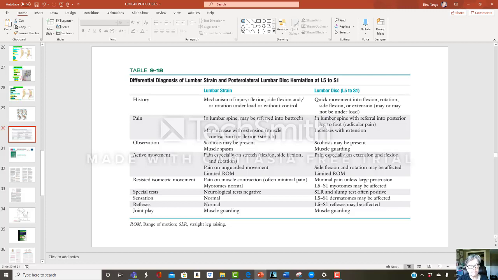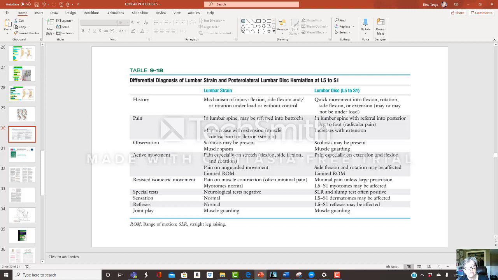Resisted isometric movement, pain on muscle contraction, often minimal pain. Myotomes are normal. The lumbar disc, minimal pain unless large protrusion. L5S1 myotomes may be affected. Special tests. Neurological tests are negative. With the lumbar disc, straight leg raise and slump tests are often positive. Sensation with the lumbar strain is normal. With the lumbar disc, L5S1 dermatomes may be affected.